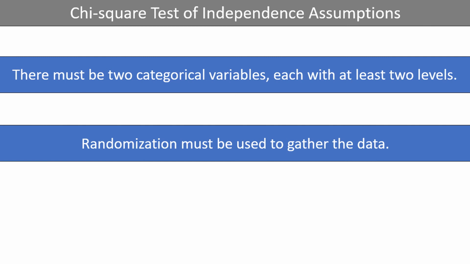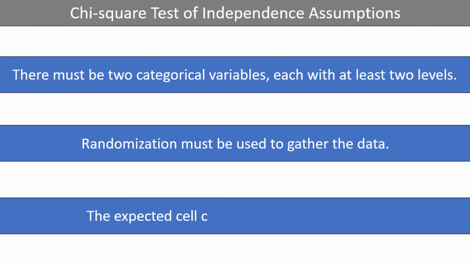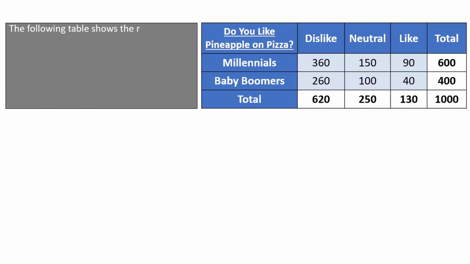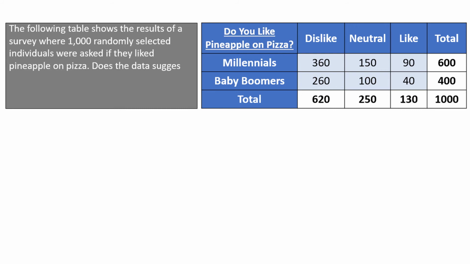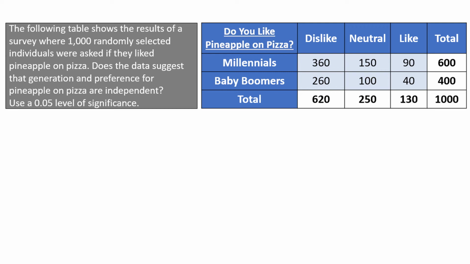Finally, in order to complete the test, the expected counts in each cell of the contingency table must be at least 5. We will talk about what that means when we get into an actual example, which we will turn to now. The following table shows the results of a survey where 1,000 randomly selected individuals were asked if they liked pineapple on pizza. Does the data suggest that generation and preference for pineapple on pizza are independent? Use a 0.05 level of significance.